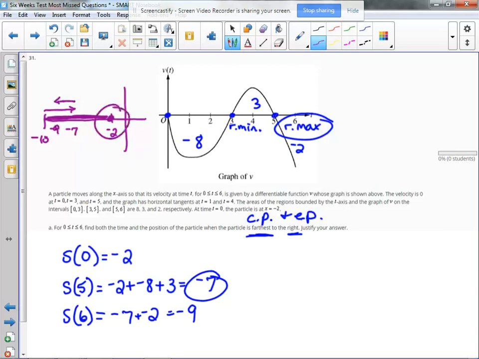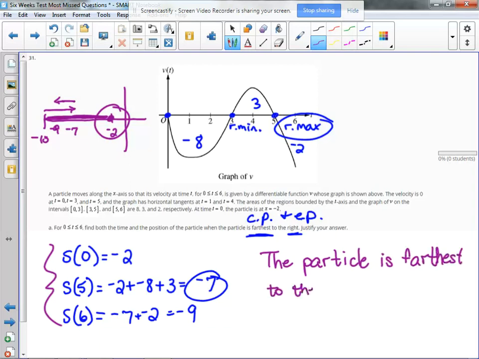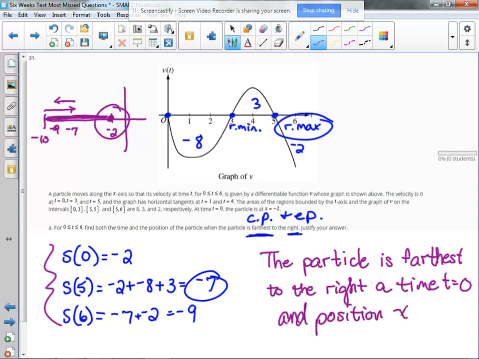So when was it actually furthest to the right? At -2. Always write that in a sentence whenever they do this. Your justification is your positions over here. And then you need to write it in sentence form. The particle is furthest to the right at time t equals 0 and position x equals -2.